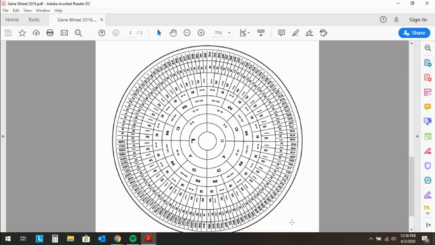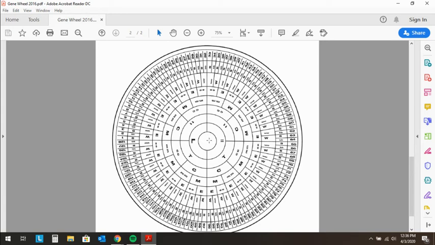Have your answers ready for your different traits, whether you were capitals or lower cases, meaning dominants and recessives, and we will hopefully walk through this together. So, again, you're going to start in the middle of the circle.